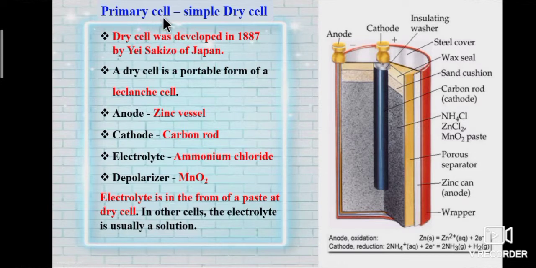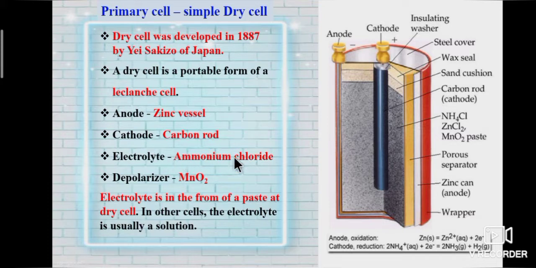In last class, we discussed about primary cell, that is simple dry cell. Dry cell was developed in the year 1887 by Yai Sakizo of Japan. A dry cell is a portable form of a Leclanche cell. Here, zinc vessel acts as the anode, carbon rod acts as a cathode, ammonium chloride acts as an electrolyte.